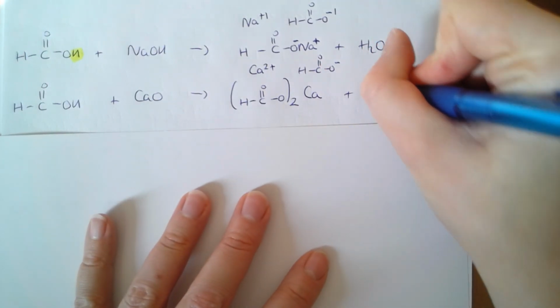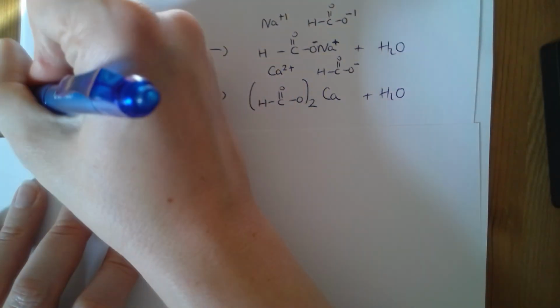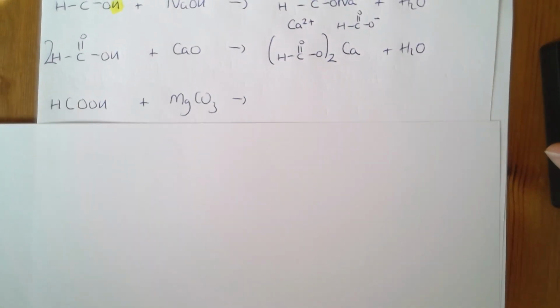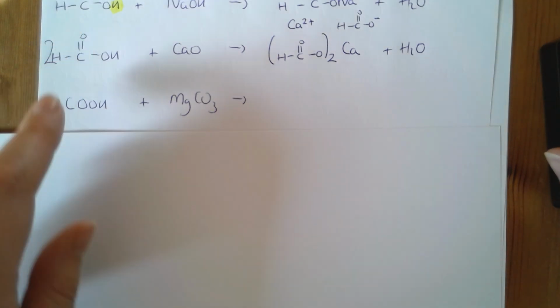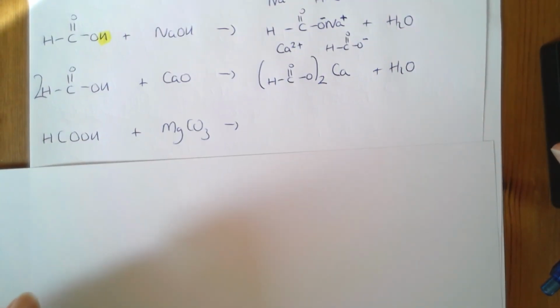Plus H2O, okay? If I've got 2 of these ions on this side, I'm going to need 2 of my acid on that side. And now it is going to be balanced. Right, the final one, instead of drawing it out, I've just written it as HCOOH. So maybe that makes it a bit easier. It looks more like what we had up here with nitric acid, okay?